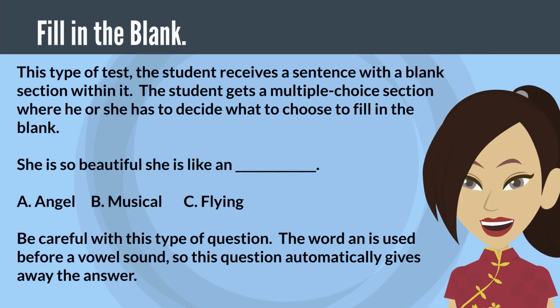Fill in the blank. In this type of test, the student receives a sentence with a blank section within it. The student gets a multiple choice section where he or she has to decide what to choose to fill in the blank. She is so beautiful, she is like an: A. angel, B. musical, C. flying. Be careful with this type of question. The word "an" is used before a vowel sound, so this question automatically gives away the answer.